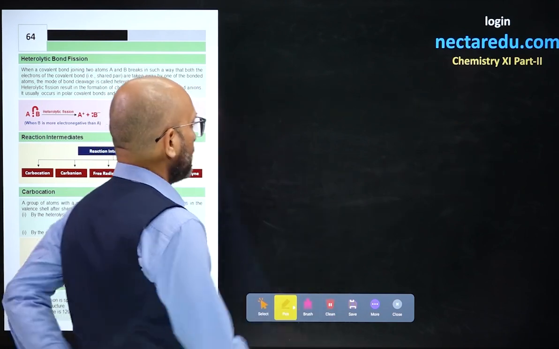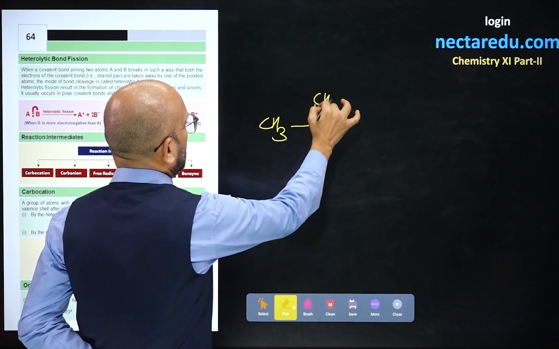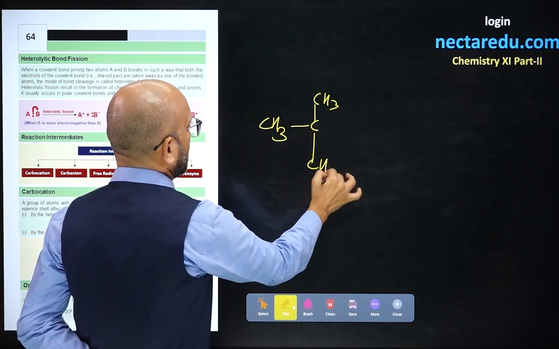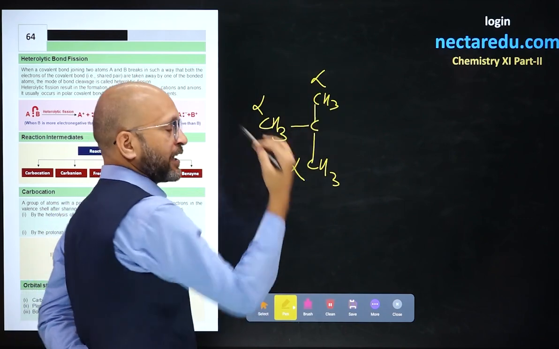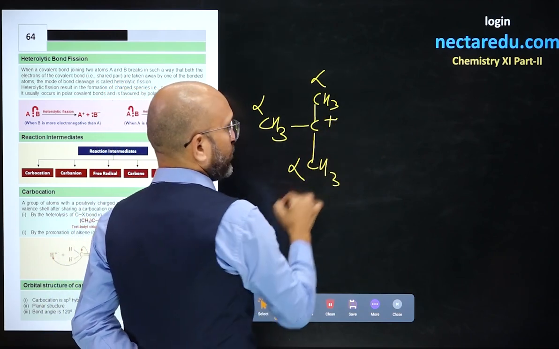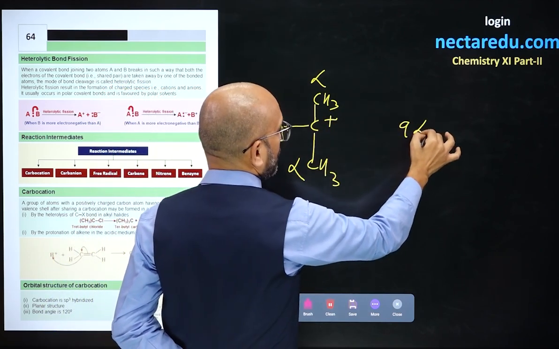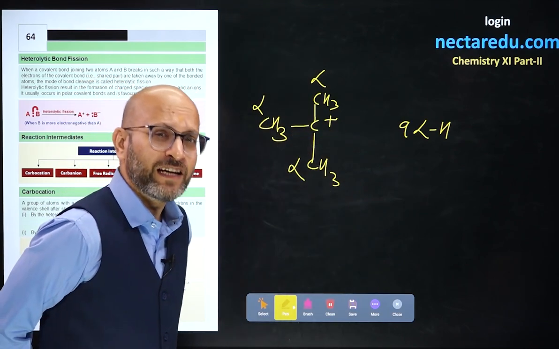For example, tertiary butyl cation. Tertiary butyl cation has in total, this is alpha, this is alpha, this is alpha carbon, and all these hydrogens attached to the alpha carbon are alpha hydrogens. In total, tertiary butyl cation has 9 alpha hydrogens. So it has extensive hyperconjugation, so it is very stable.